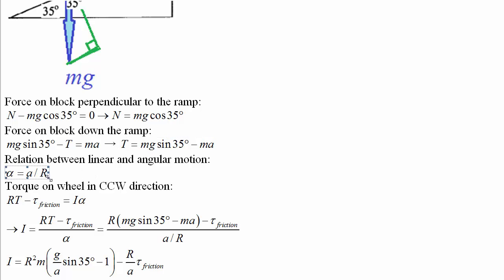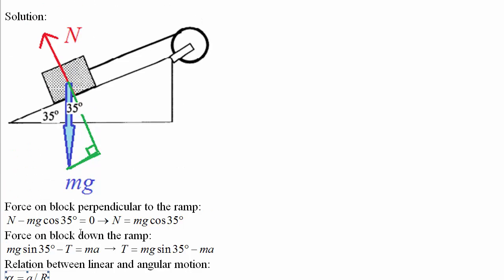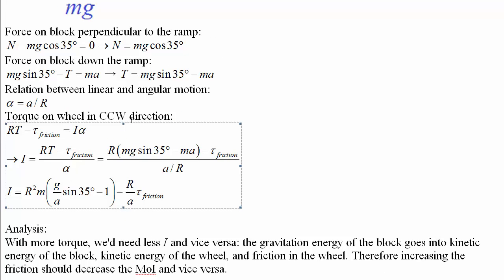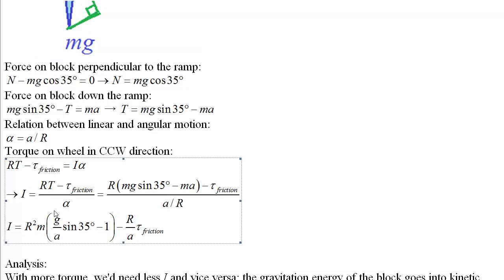Before we go further, we need to relate the angular and linear acceleration of the block. The angular acceleration is the linear acceleration divided by the radius. So we know that the linear acceleration of the block is related to the angular acceleration of the pulley, measured in the counterclockwise direction through this equation. And so the torque on the wheel in the counterclockwise direction would be radius times the tension minus the frictional one that opposes the motion of the wheel is equal to I alpha. Substituting in what we found earlier, we can come up with the moment of inertia.